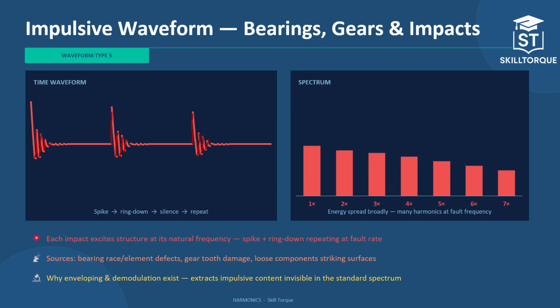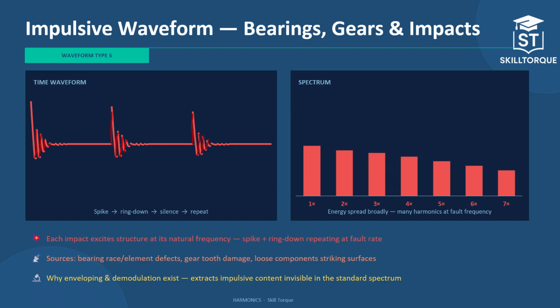In the spectrum, these impulsive waveforms spread energy across a wide frequency range, so the spectrum looks very busy and elevated across broad bands. It's not concentrated at one or two peaks. You will see lots of peaks there. This is exactly why enveloping and demodulation techniques exist. They extract and amplify only the impulsive content to make the fault frequency visible, before it shows up clearly in the standard spectrum.